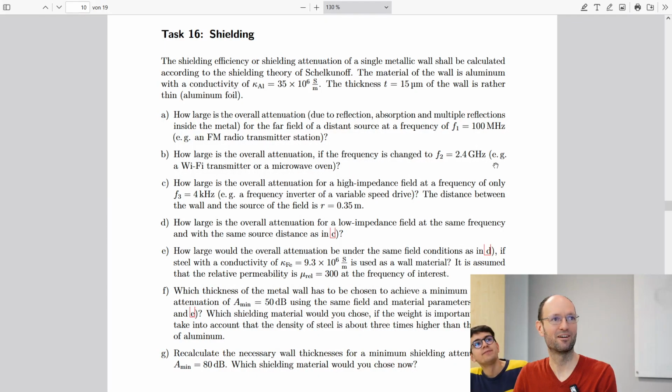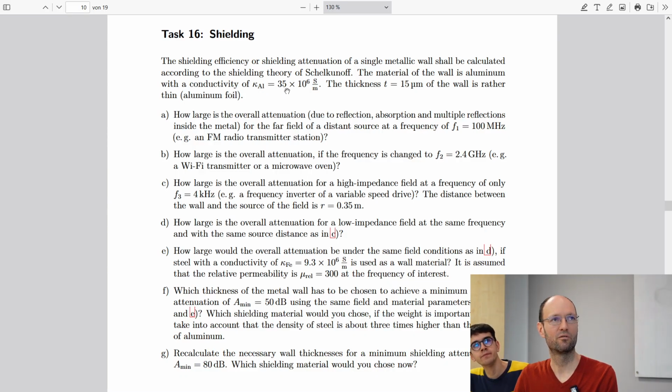So after this small experiment about shielding, we can have a look at the exercise task. I would suggest to have a look at exercise task 16, which is about shielding. We have a single metallic wall. We should calculate the shielding efficiency according to our Schelkunoff theory. And the material of the wall is at first some aluminum.